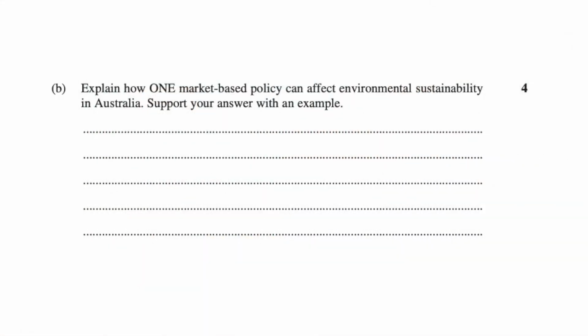Cool. So then just quickly, this is not a hard one, I just want to frame question 22. You had one market-based policy affecting environmental sustainability. I mean, you could have gone with a carbon emission trading scheme here. You could have gone with the emission reduction fund and subsidies as examples. They want you to support your answer with an example. So you really would have, trading scheme or subsidy, needed to use one of those policy examples.